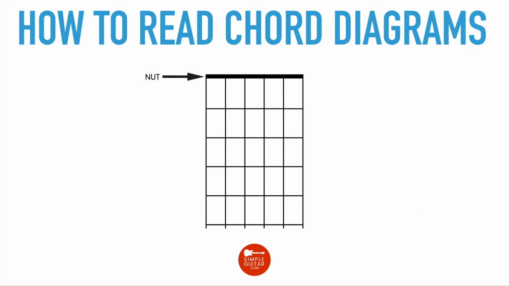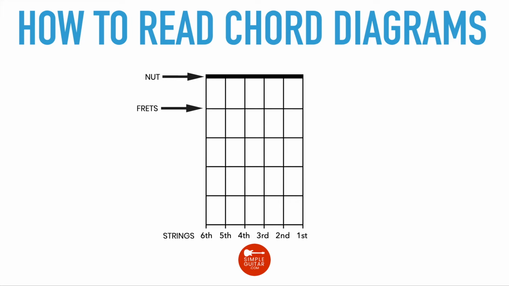So this top thick black line is representing the nut of the guitar. These other horizontal lines are your frets, and the vertical lines are your strings. So the line all the way on the right is your first string, and then you have your second, your third, your fourth, your fifth, and your sixth moving to the left, and your sixth string is all the way on the left. So that's your nut, your frets, and your strings.